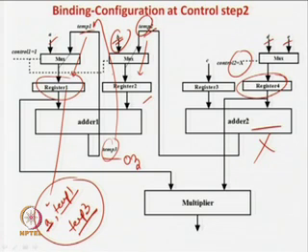Now you require multiplexers. Why do you require multiplexers? Because in the first step register 1 should load A, in the second time step it should load temp 1, and then temp 2 and so forth. Initially temp 1, then temp 2, then temp 3, all are loaded to register 1.